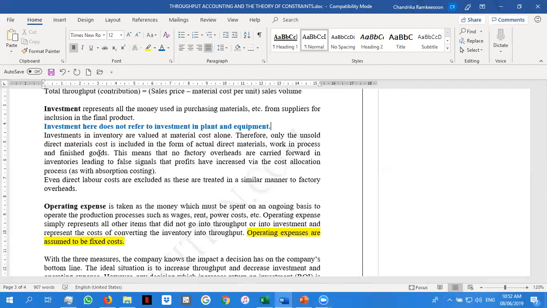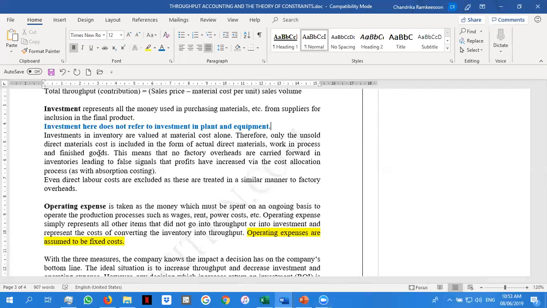So you saw throughput contribution is sales minus material cost. You saw investment is investment in materials. We saw that all other costs except the material costs used in the production of the unit are assumed to be fixed, with the direct material cost being the only variable cost. That's the reason why throughput contribution is sales minus direct material cost. Again, we saw investment is not investment in plants and equipment. Investment is the investment in materials.